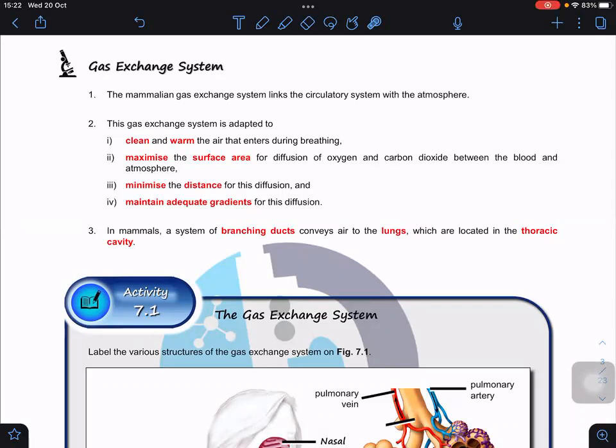Constantly we carry out ventilation. We breathe in the air, breathe out the air. When we breathe in, the air contains high partial pressure of O2. And then our blood won't stop at the lung for long.